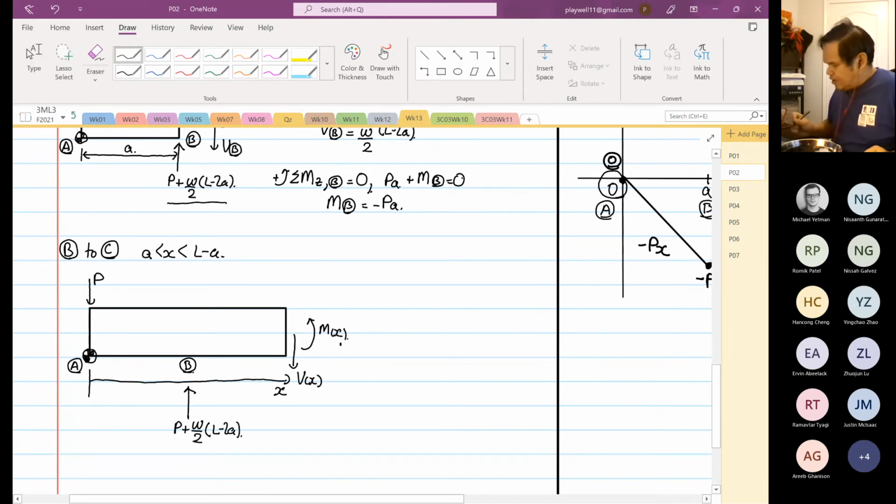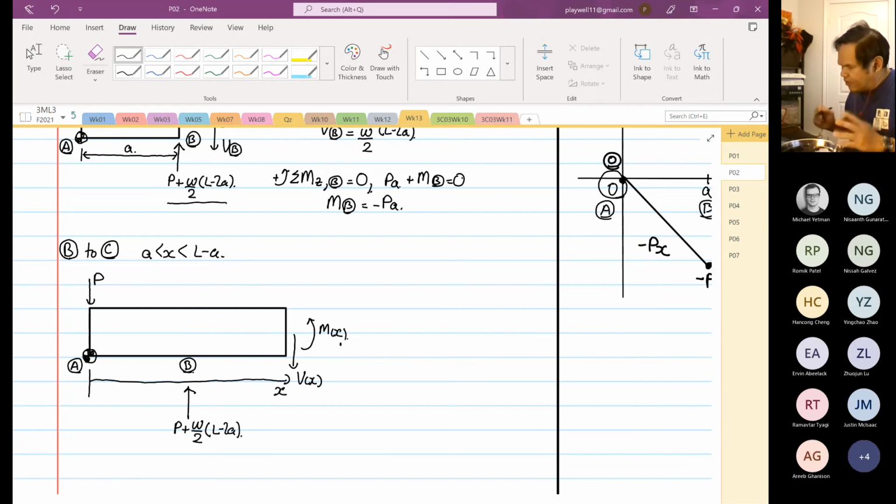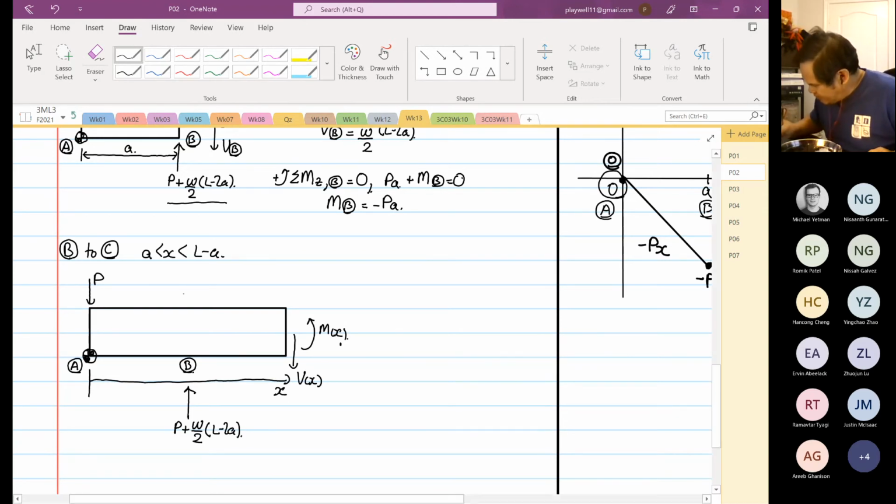Okay. Now, from B to X, there is a uniformly distributed load. I repeat again, there's a uniformly distributed load. So this uniformly distributed load is starting from point B onwards. And you have a load down here, from here to here. So this is going to be omega. But what is the distance? What is that distance?